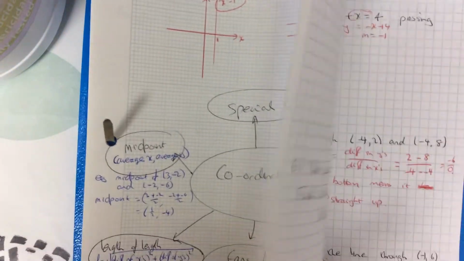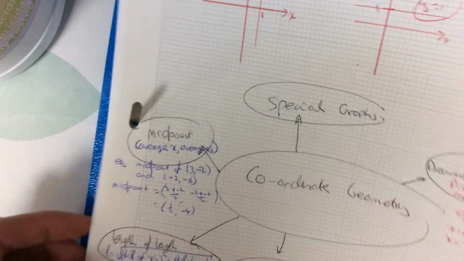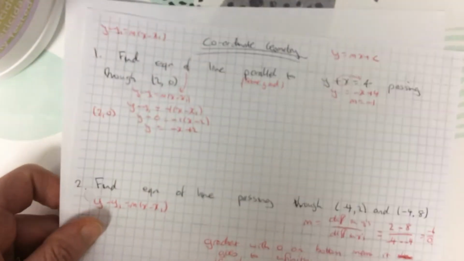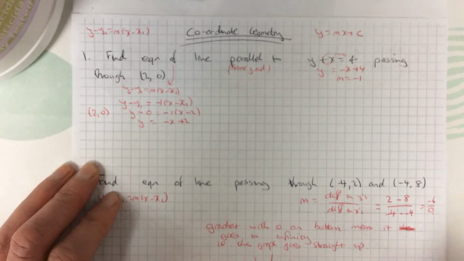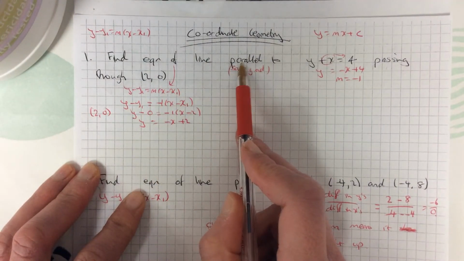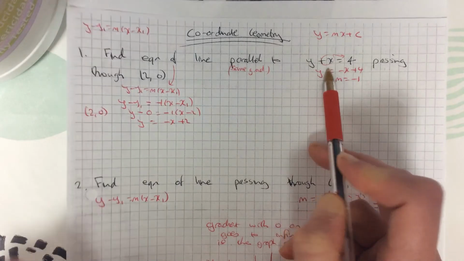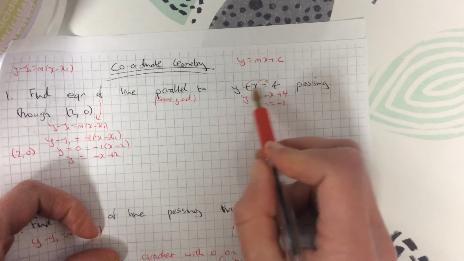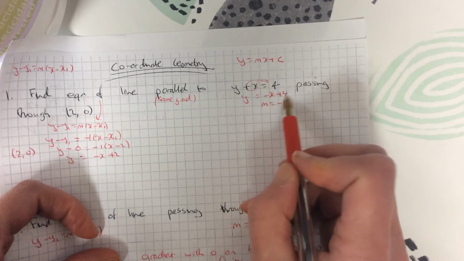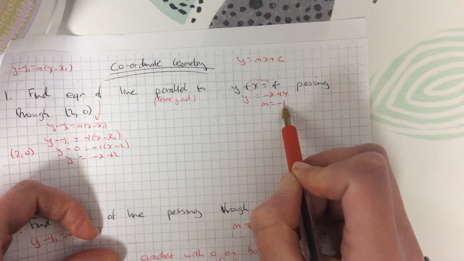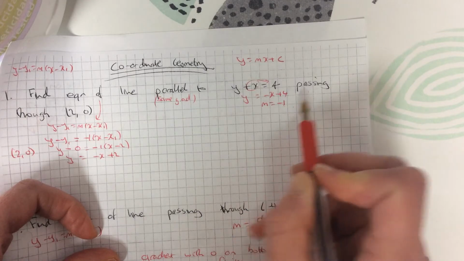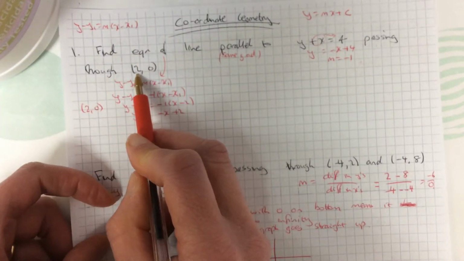Now, I'm just going to have a wee chat with you through the questions I've written out, just to make sure you're okay following those. You might want to pause this as you go through it, and then answer it. Find the equation of a line parallel. Well, that means it's the same gradient to this line. Now, first of all, I'm going to write that in the form of y equals. So if I bring that across, I get y equals -x plus 4. So that tells me the gradient is -1. So the gradient of my line is -1. Okay? It passes through the point (2, 0).